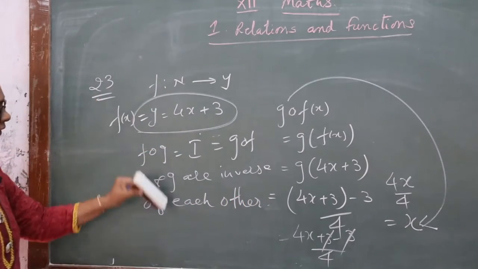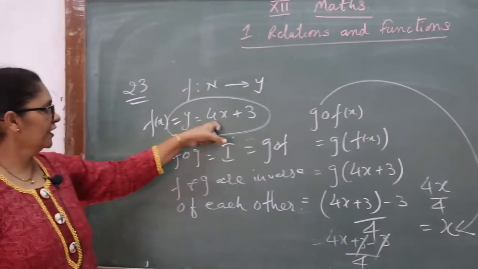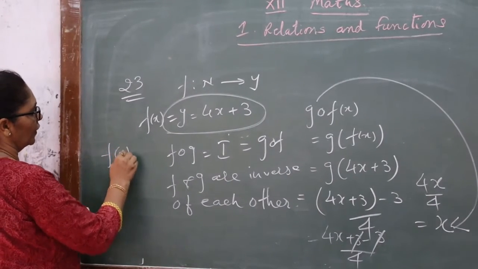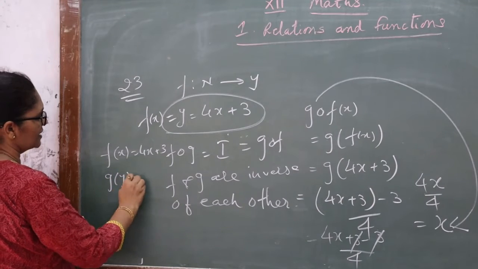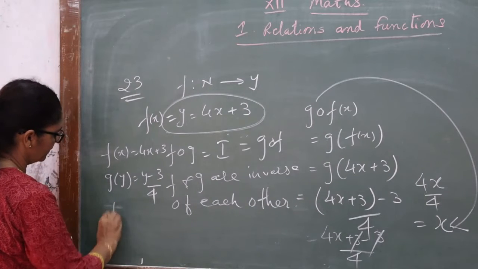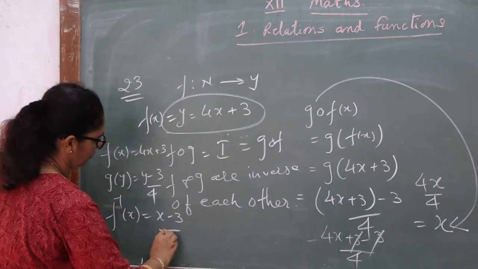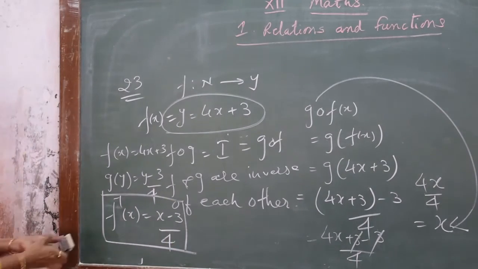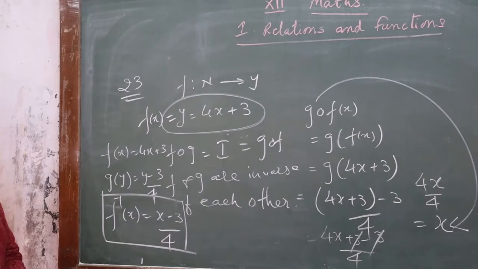Okay, up till now what we have discussed is that the inverse of f is g, and f of x is 4x plus 3. So we have written g of y as (y minus 3) by 4. So what is f inverse of x? Suppose you are writing the inverse, then in place of y you have to write x. So now we have proved that the inverse of f is (x minus 3) by 4.